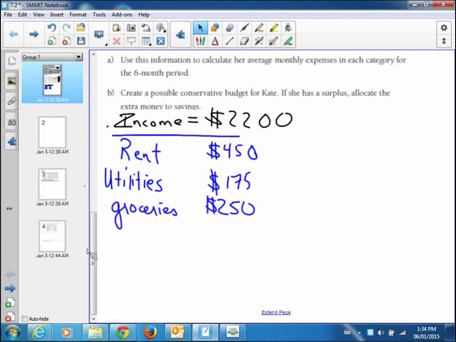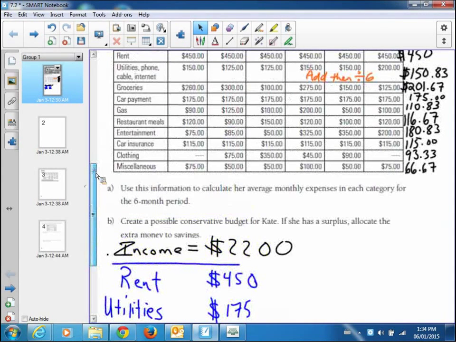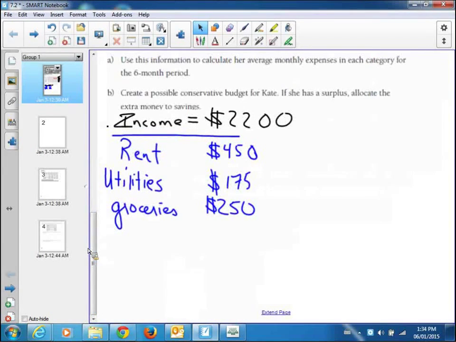Anyways, what next? Groceries, car payment. That doesn't change. $175.